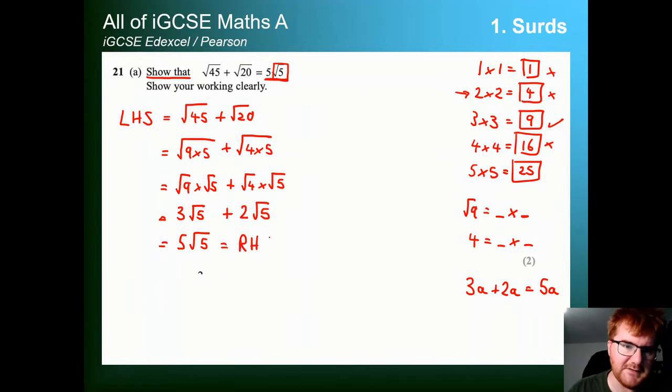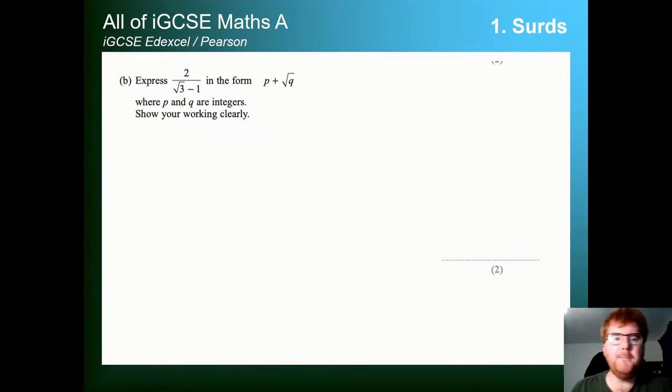So we can now say the left-hand side now looks like the right-hand side and gives us all 2 marks. On to part B, and now we need to express this 2 over root 3 minus 1 in this form p plus root q.